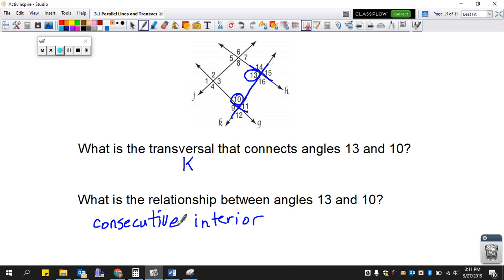All right. Make sure that you understand these primary concepts. The next lesson we're going to talk about is how the measures of the angles interact with each other. Make sure you ask questions if you have something that you are confused about.